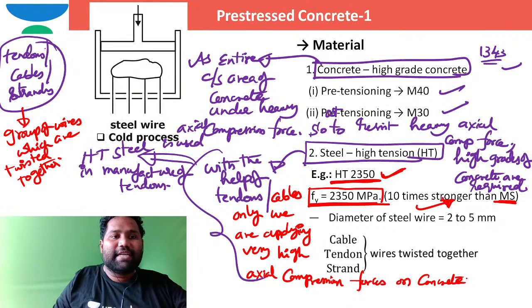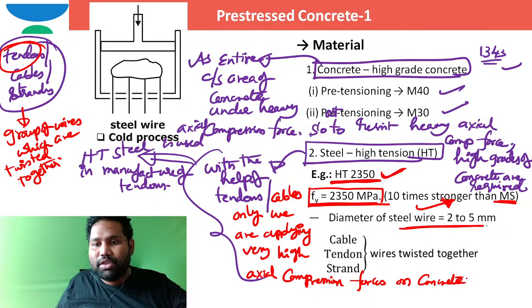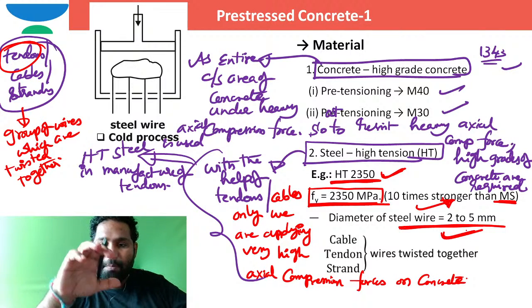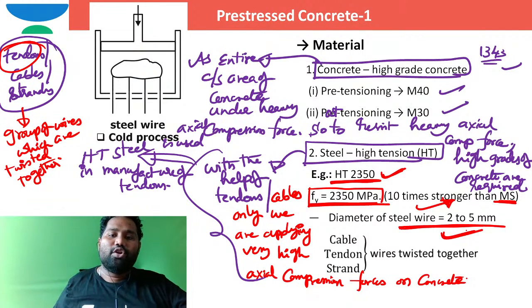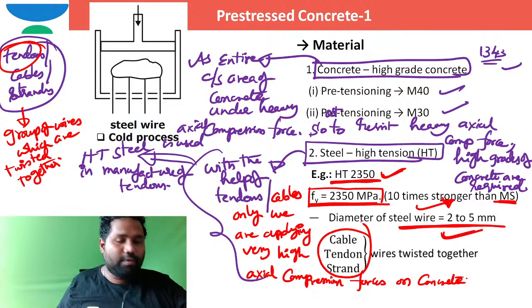Now coming to the diameter of steel wires. See here, I mentioned tendons. A tendon is a combination of a group of wires, right? Group of different steel wires. What is the diameter of each and every wire that is twisted together? The diameter of the steel wire that we are using is 2 to 5 millimeter. These different steel wires are grouped together and twisted together to form a cable or tendon or a strand, we can say.